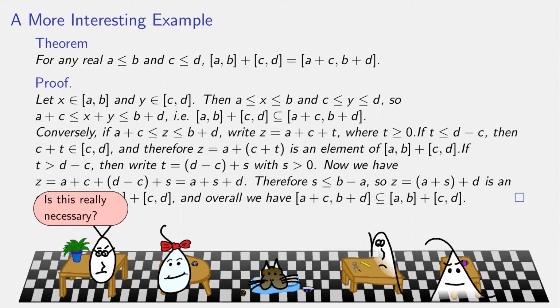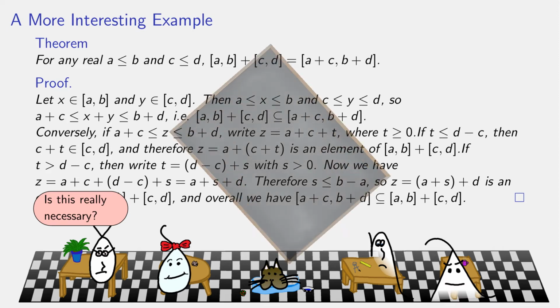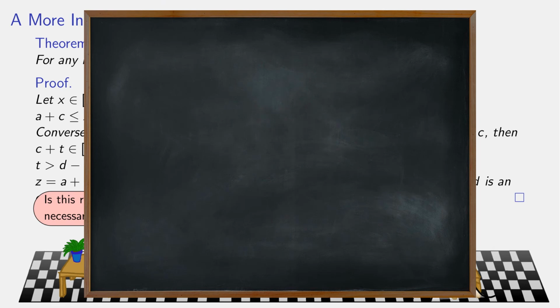Now, this result is pretty intuitive. The sum of two intervals can be computed totally easily. Is it really necessary to go through all of this work? Yes. Because there are lots of non-intuitive results about how sets get added together.